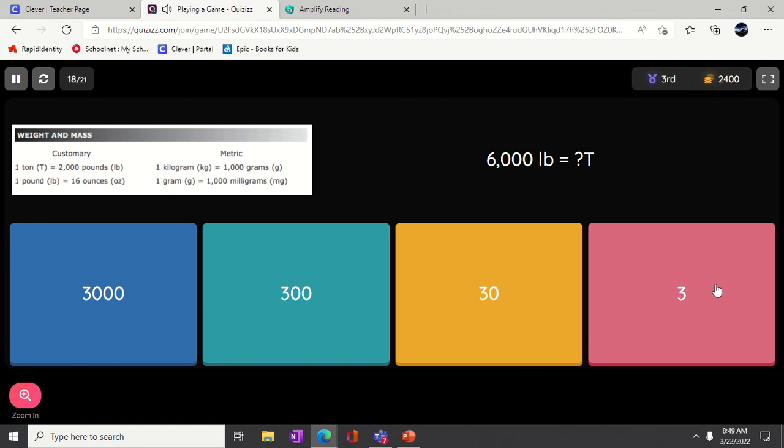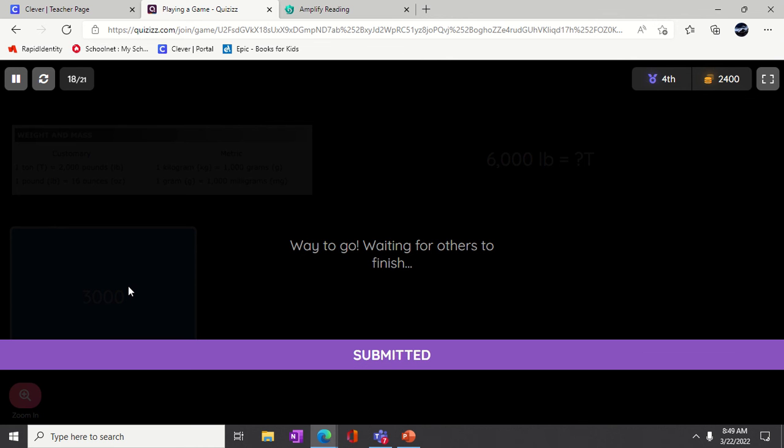What's T? That's pound. What's T? Oh, tons. Yes, T is tons. So 6,000 pounds equals how many tons? 1 ton equals how many pounds? It's 2,000. So what should our equation be?